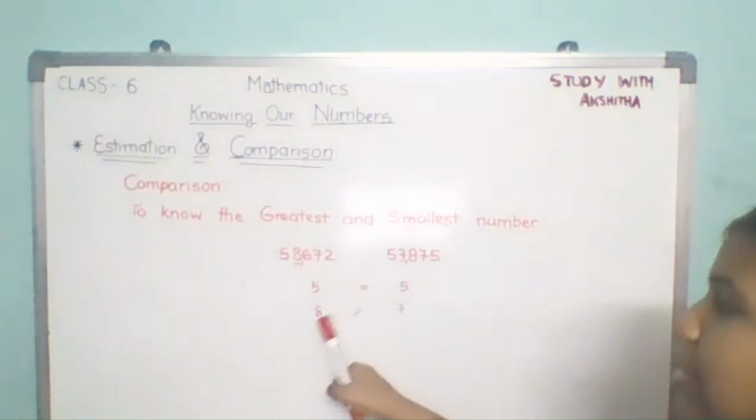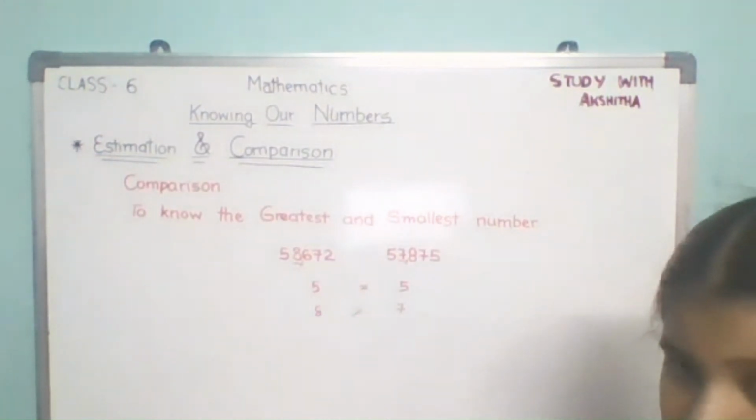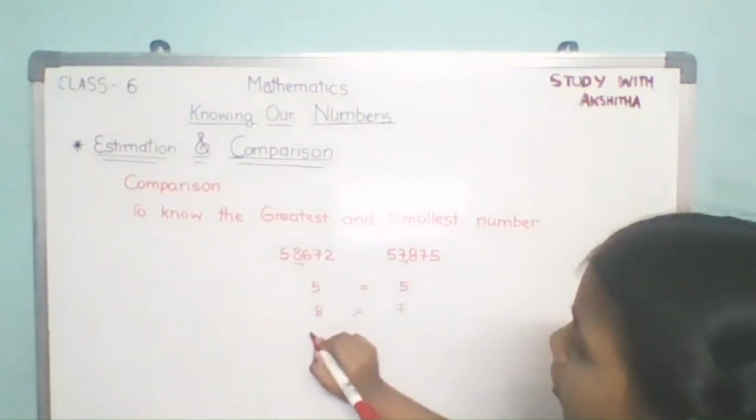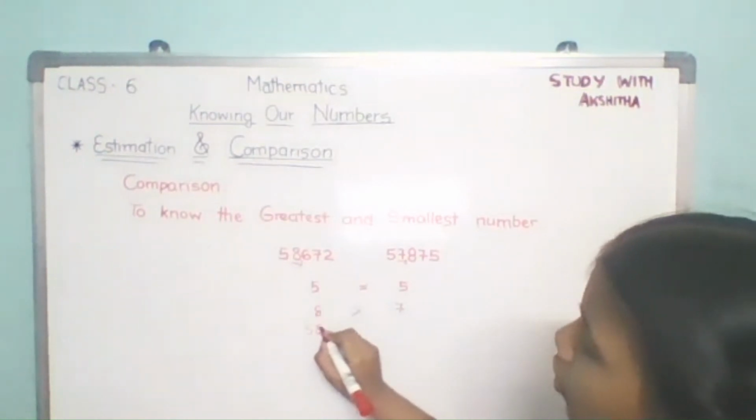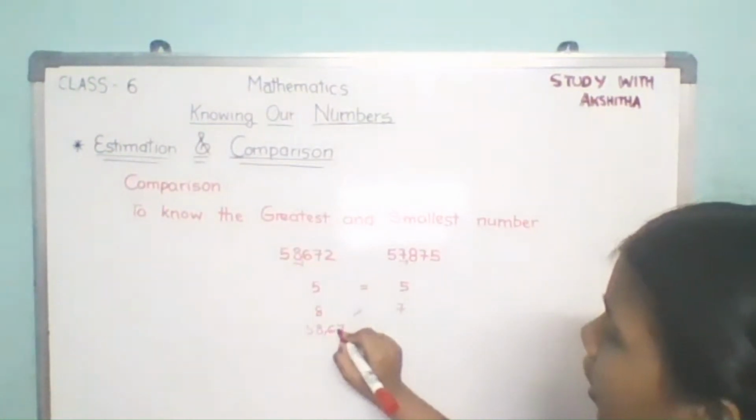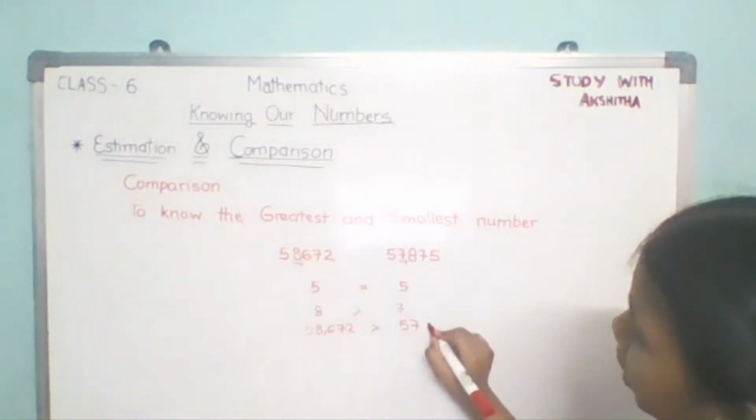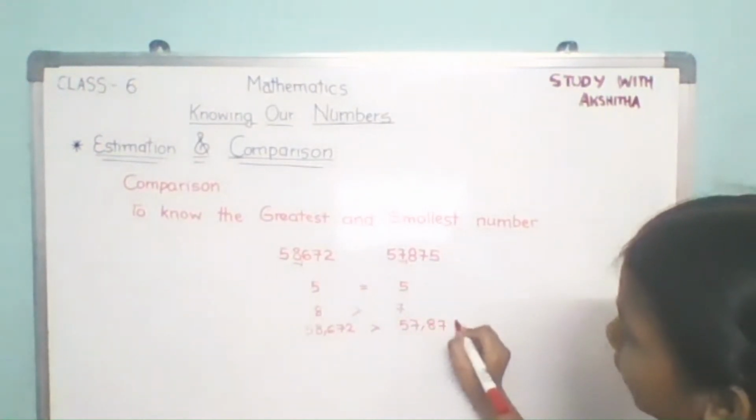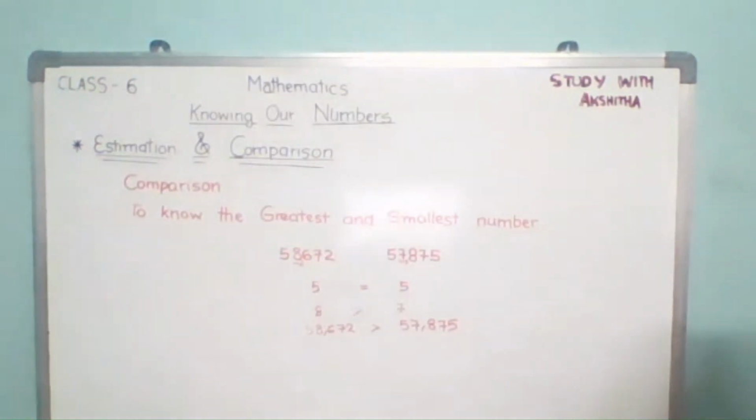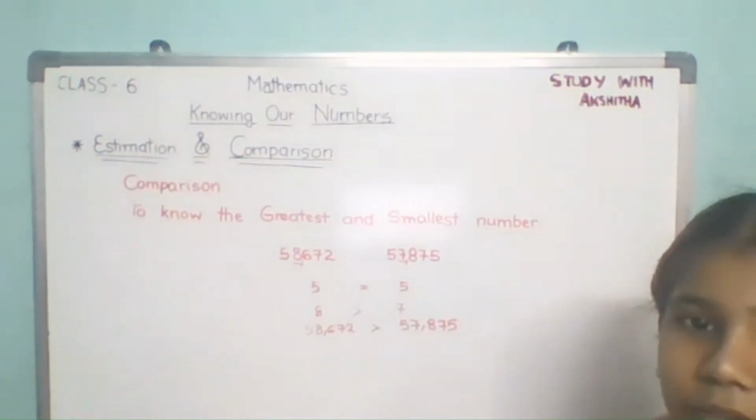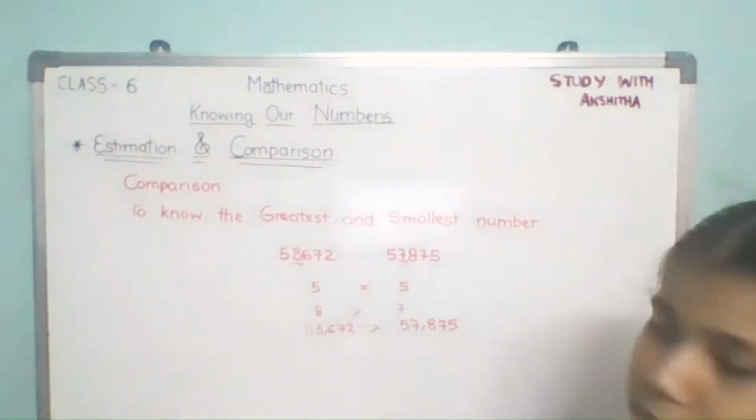That means 8 is greater than 7. So hence, therefore, 58,672 is greater than 57,875. Now, tell me, what is the difference between the before ones and these ones?